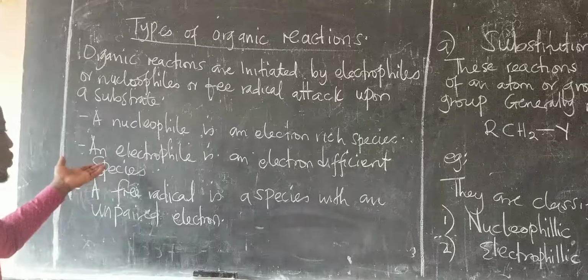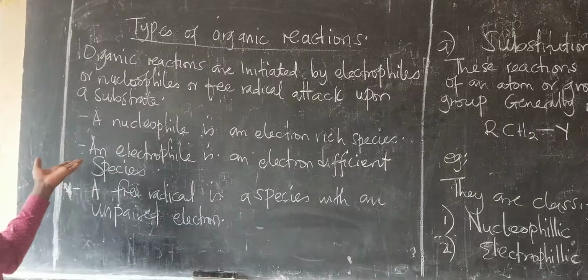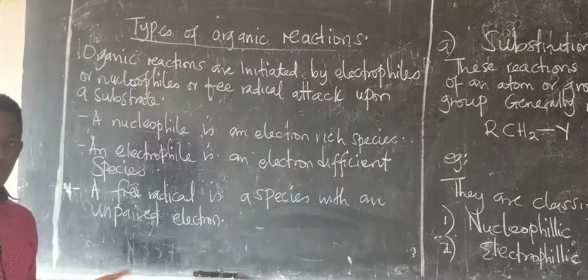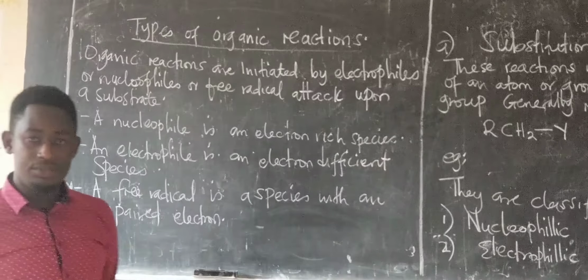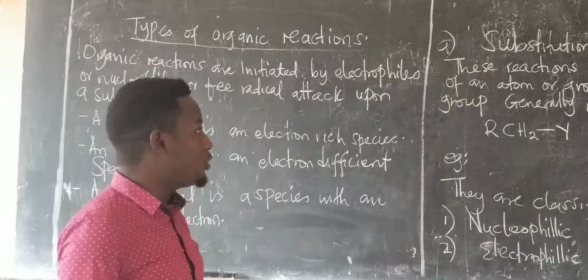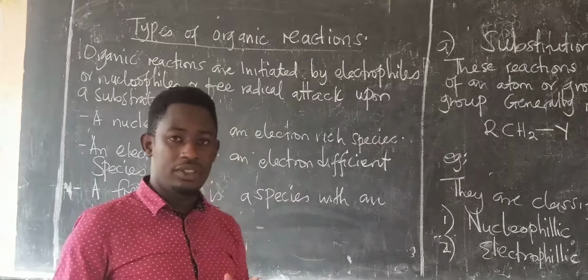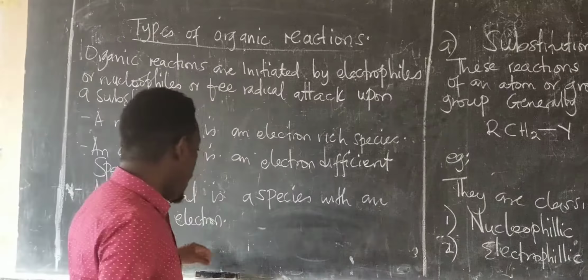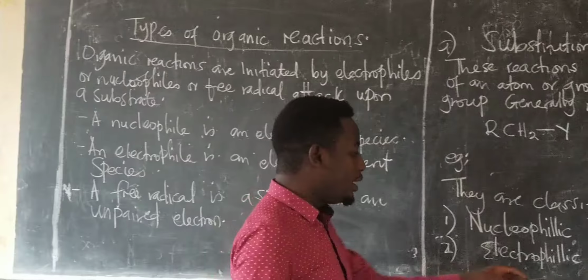Because you have already dealt with a nucleophile, you have already dealt with an electrophile, and a free radical. At this level, it should make sense for you. Are we together? Now, we want to look at the different reactions that are undergone by these organic compounds.